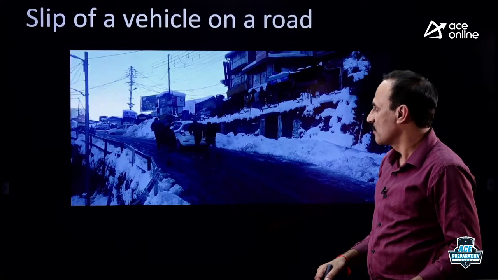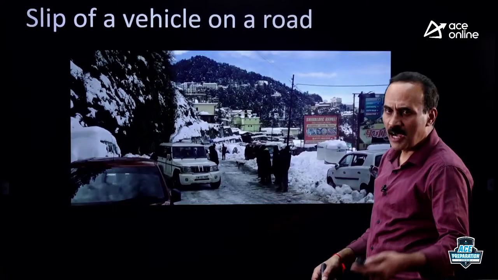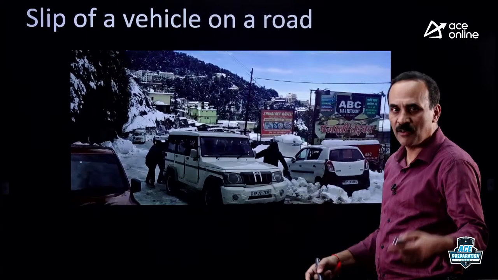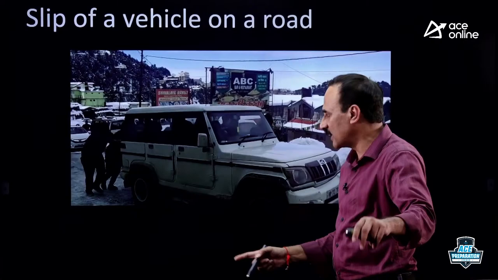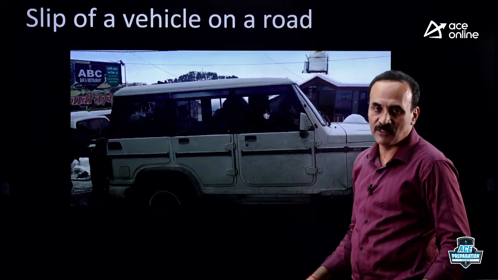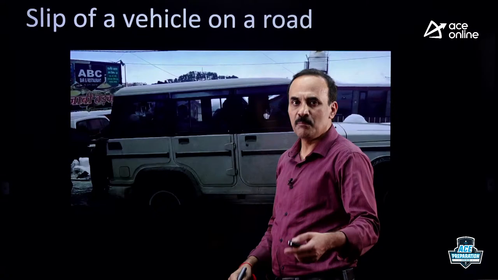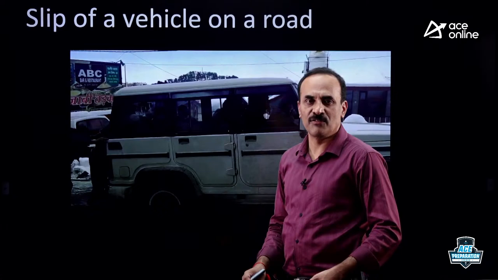Why is the front wheel itself rotating? Almost all the cars are front wheel driven vehicles. The engine is connected to the front wheel. That's why if the driver presses the accelerator, only the front wheel rotates. But in vehicles like jeeps, lorries and buses, the engine is connected to the rear wheel. If the driver presses the accelerator, only the rear wheel rotates. So this is a Mahindra jeep, a rear wheel driven vehicle. Slip and skid, these are just simple fundamentals.